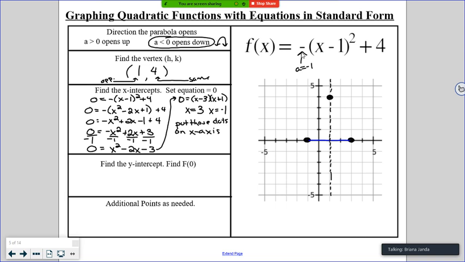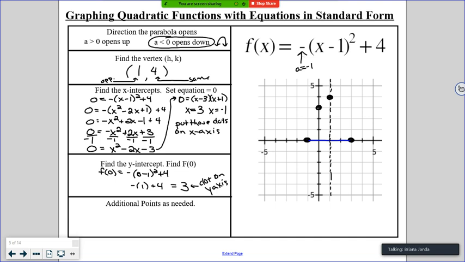Our y-intercept is just plugging 0 into our function. So if I plug 0 into this function, I get -0 plus, minus 1 squared plus 4. Well, 0 minus 1 is -1. Squared is 1. -1 plus 4 is 3. So that dot on the y-axis, when I plug in 0, we'll put that dot on our y-axis.